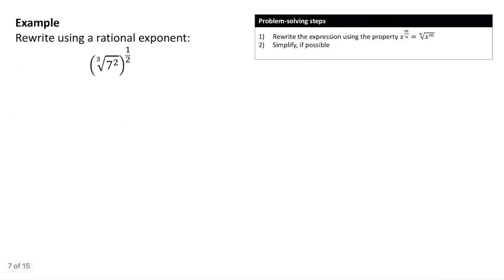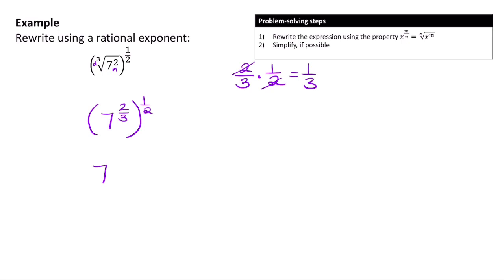Now let's try rewriting this using a rational exponent. I have a radical in this problem, but remember that the power tells me the numerator and the index tells me the denominator. So that part on the inside, I can rewrite as 7 to the 2/3, and then all of that is being raised to the 1/2 power. Well, I have a power to a power again, so I can multiply those exponents. So if I do 2 over 3 times 1/2, that 2 and 2 will cancel, leaving me with just 1/3.